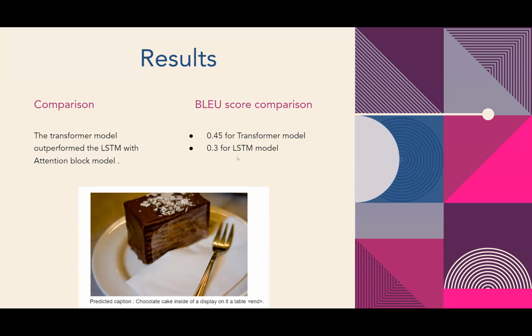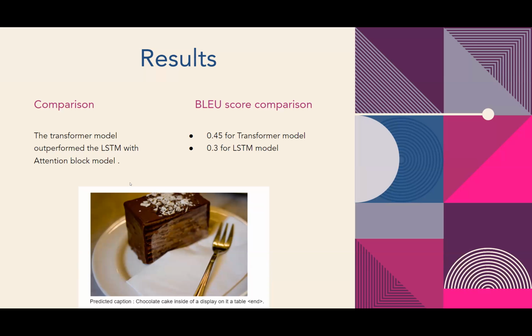So now let's see what were the results of our study. Let's see the comparison part. The basic comparison was that the transformer model outperformed the LSTM with attention block model with a comparatively larger gap. The training accuracy and validation accuracy of the transformer model were much higher than the LSTM with attention block model. If we consider the numbers, the BLEU score comparison, we achieved 0.45 for the transformer model and 0.3 for the LSTM model.